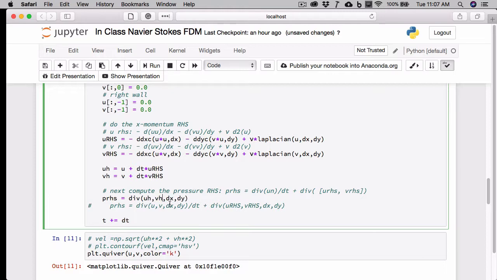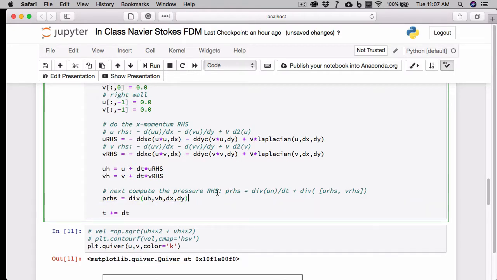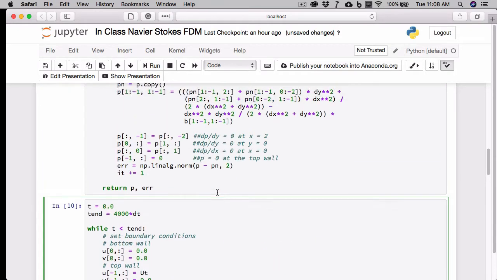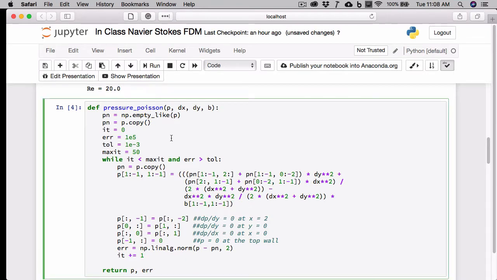Okay, so now we need to solve for the pressure. And how do we solve for the pressure? We already did a Poisson solver with successive over-relaxation previously. You remember where we took the diagonal elements and moved everything else to the right-hand side, and we kept iterating until we converge. So it's the same thing. We don't have to implement it, or if you want, I have it implemented here already.